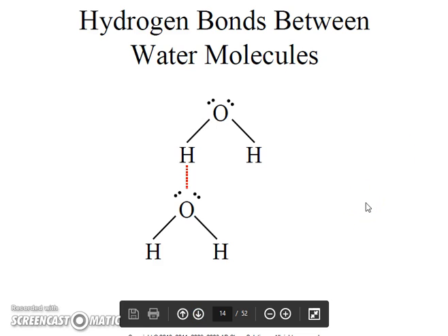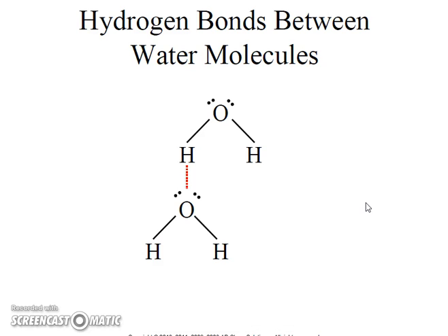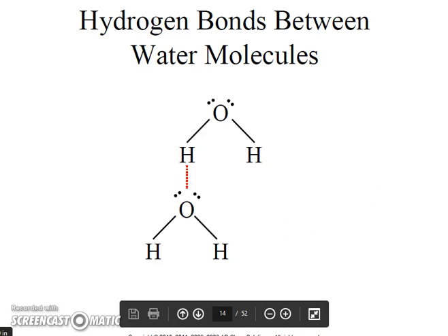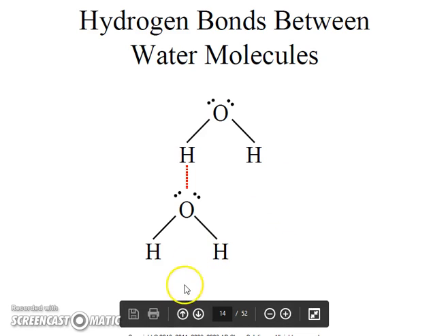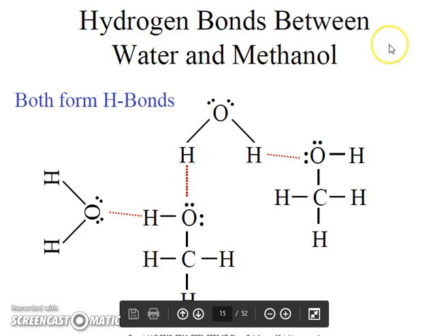Alright, so hydrogen bonding is very, very important in water. It gives rise to some of the properties that we see in water, namely the very high boiling point. Other things show hydrogen bonding besides water. Alcohols are a common example of this.